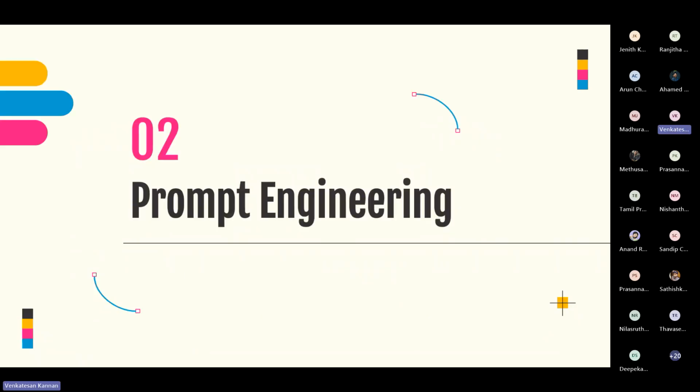Next one is prompt engineering. What is prompt engineering? Prompt engineering refers to the process of designing and refining prompts to achieve a specific goal. When we use a language model like ChatGPT, we have to give clear information in order to get effective answers from it.